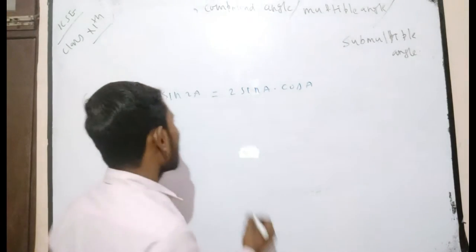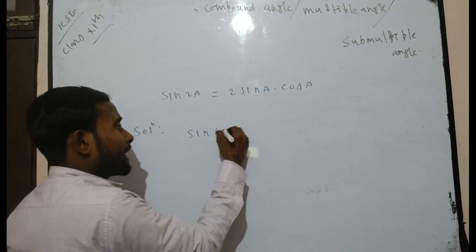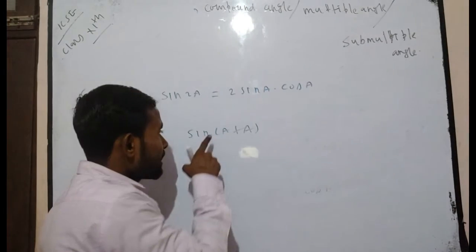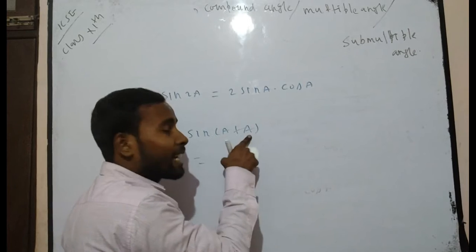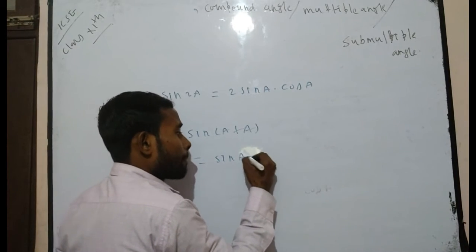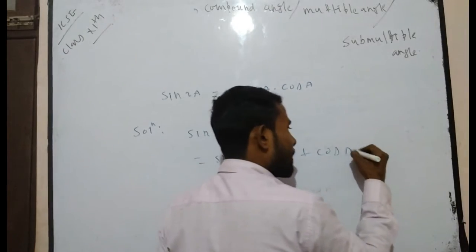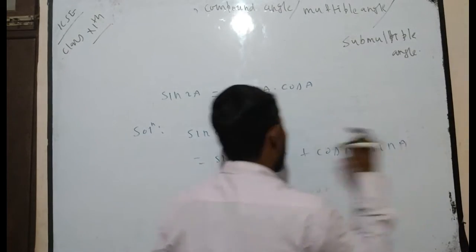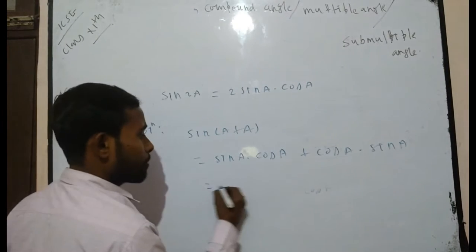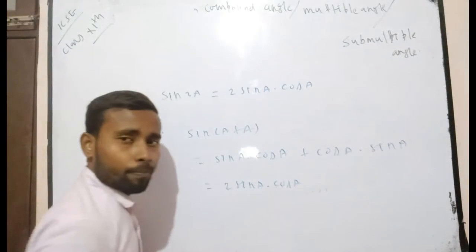Do you like to prove it? Firstly, sin 2a can be written as sin(a + a). As you know, sin(a + b) is equal to sin a cos b plus cos a sin b. Here it is a and a, so you can suppose b = a. You observe that both terms will be the same, so you can write it as 2 sin a cos a.